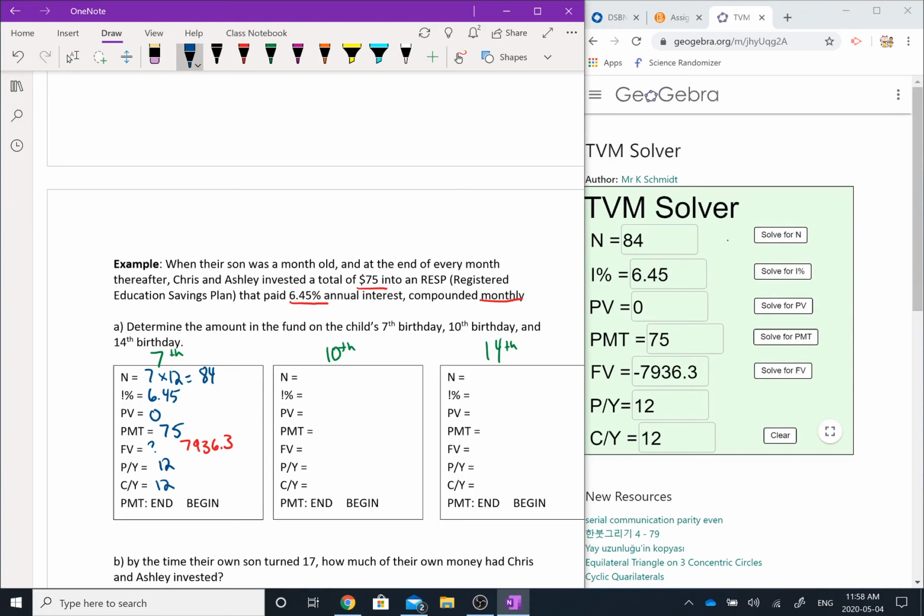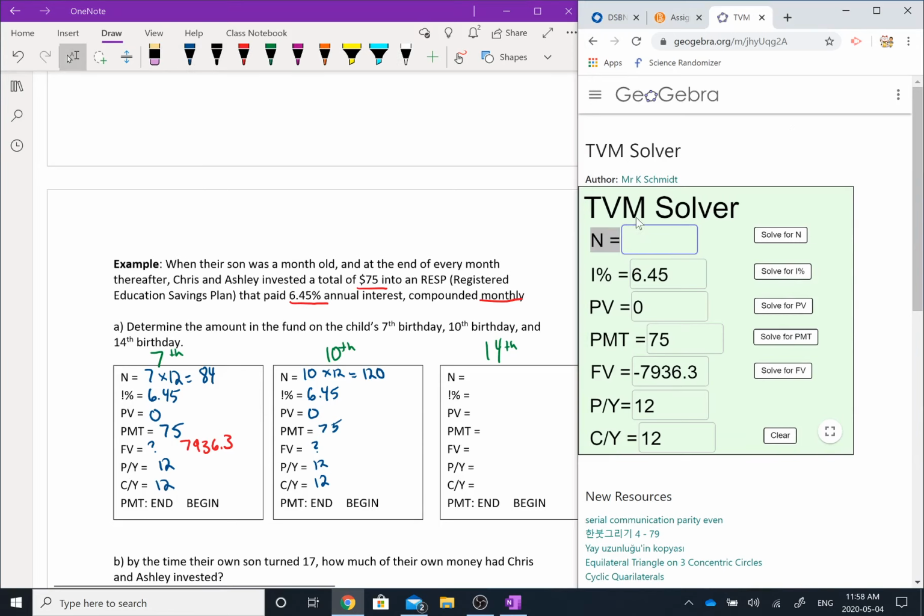Now we're going to move on to the 10th birthday. How much would there be in the fund after the 10th birthday? The 6.45 is the same, the PMT is the same, the FV is the same, the PY is the same, the CY is the same. The only thing that changes is the N. So now we have 10 times 12, which means there are 120 periods. We can go back and just change the N value to 120 and click solve for FV, which gives us our new value.